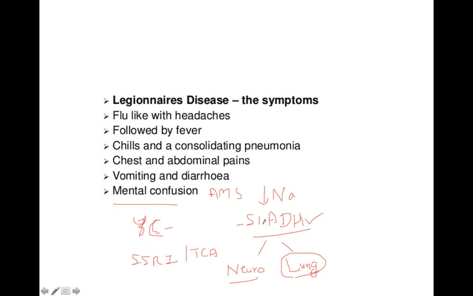The patient will have hyponatremia, and that will lead to mental confusion, altered mental status. Vomiting and diarrhea will occur, and generally temperature-pulse dissociation. So these are the main three characteristics. The diagnosis will be Legionella antigen in the urine, and treatment is quinolones or macrolides. So that's for Legionella pneumonia.